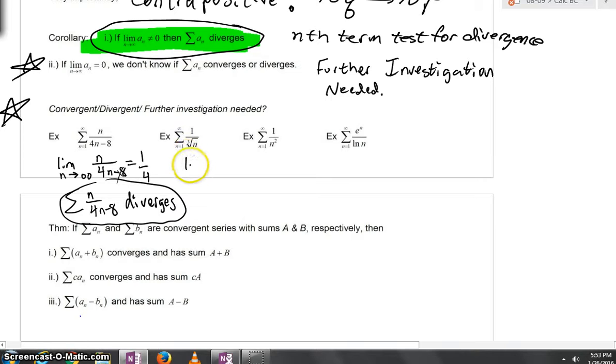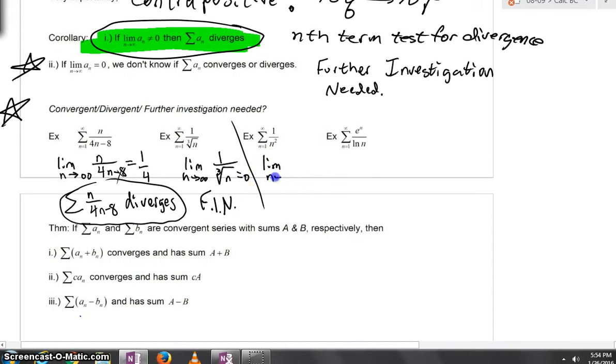Take a look at our next problem. As n goes to infinity, if we had 1 all over the cube root of n, plug in infinity down below, the cube root of infinity is still infinity. 1 over something super large goes to 0. Right now we don't know. We'll know shortly in a couple of lessons a very quick way to tell what's going on. But for right now, we'll just say further investigation is needed.